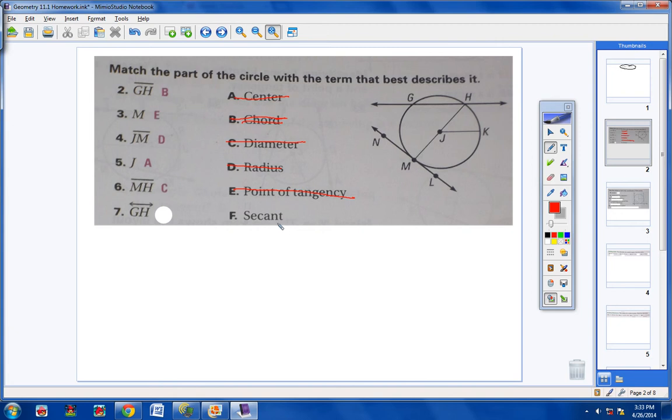Now the only term left is secant, and secant is GH. Now notice here we're dealing with line GH. Line GH is this whole line, and notice this whole line passes through the circle, intersecting the circle in two places. Well, we call that a secant line. So letter F, secant. Okay, this is a really good review of what I taught you guys in the notes. Let's go ahead and continue.